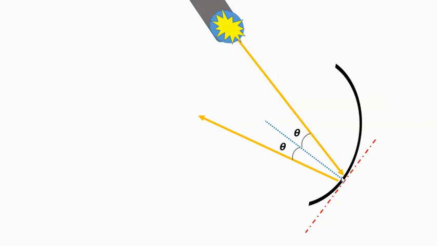That is how the law of reflection works, and we're going to be looking at how that affects what mirrors do, and how mirrors come in certain shapes.